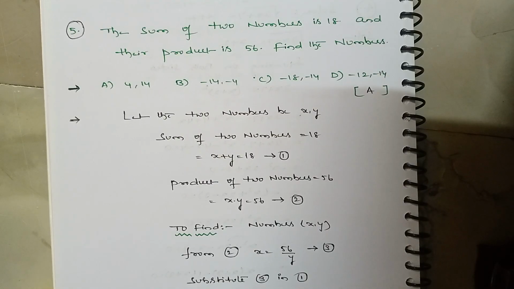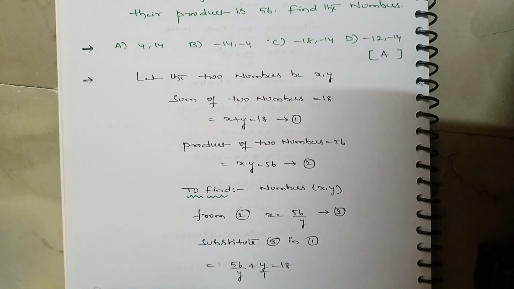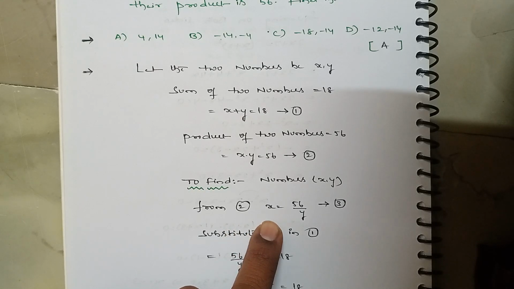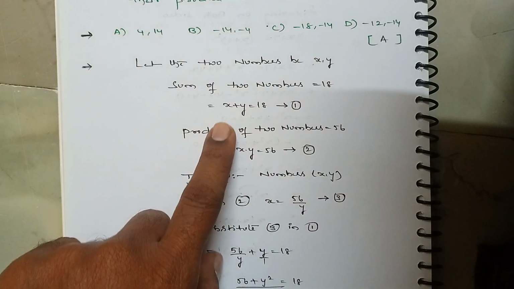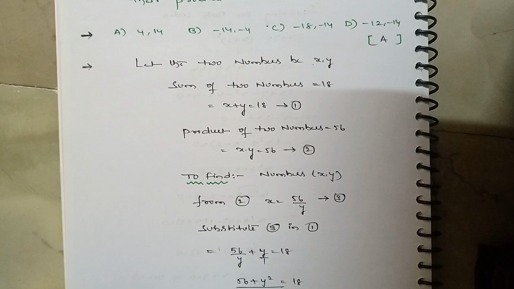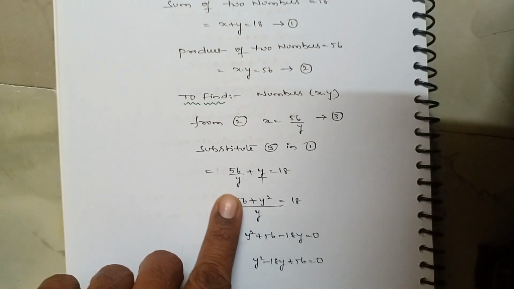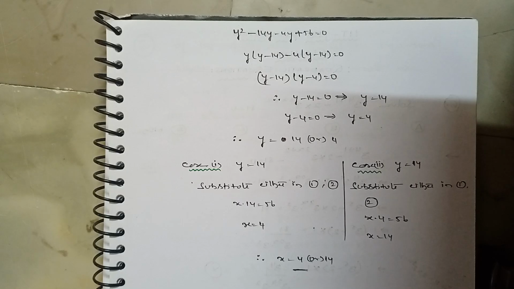So make any one as subject, either x as subject or y as subject, and substitute in the other equation and simplify. So I made x the subject from equation 2, we get x equal to 56 by y. Okay, substitute this x value in equation 1. For simplifying, it should be in a single variable. I substitute in equation 1, simplify, and we get a quadratic equation like this: y square plus 56 minus 18y equal to 0. That is y square minus 18y plus 56 is equal to 0.